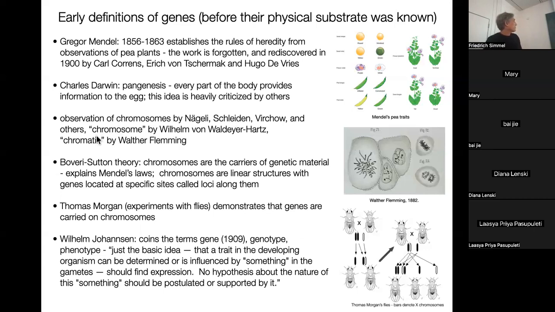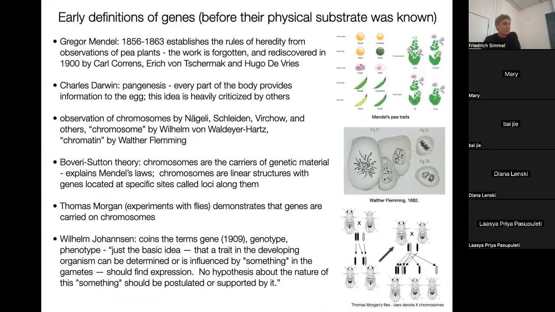Then others discovered chromosomes and chromatin. Chromatin and chromosomes have the advantage that they are rather big structures, and they can actually be observed under the microscope. So this was something that was accessible at this time. That's a drawing from 1882, where Walther Flemming draws these funny structures inside the cells, and one could also see that they change and duplicate and are separated during cell division. So things like this could be observed.